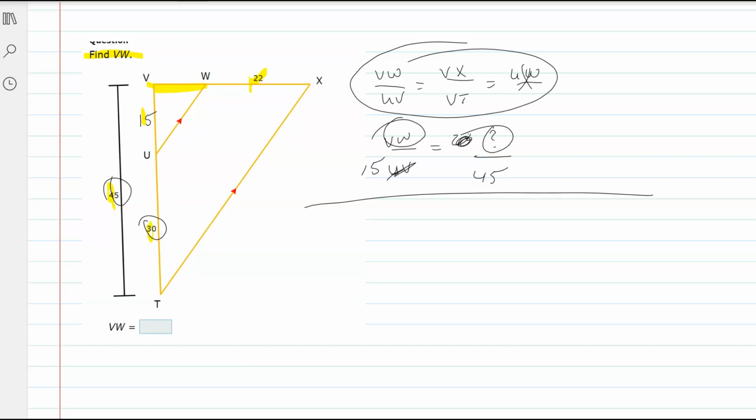So what about the triangle proportionality theorem? Well, the triangle proportionality theorem says I take VW over WX equals VU over UT. And VW, we don't know. WX is 22. The distance between V and U is 15. And the distance between U and T is 30. We've got 30 times VW. And then basically we know we can solve that. Okay.